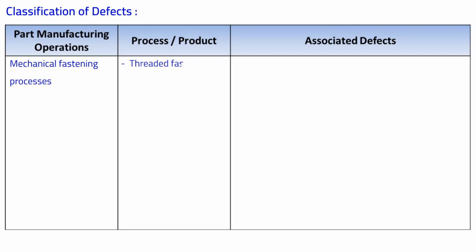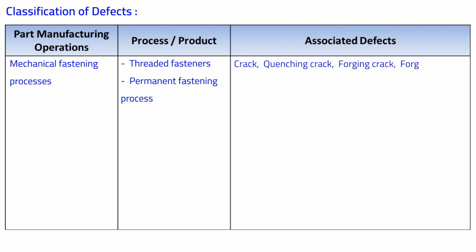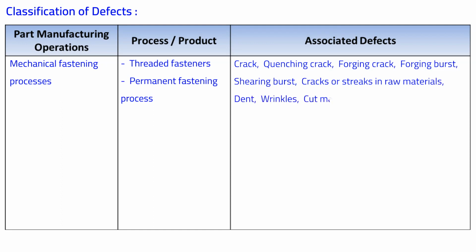Mechanical fastening processes include threaded fasteners and permanent fastening processes. Defects associated with fasteners used in these processes are crack, quenching crack, forging crack, forging burst, shearing burst, cracks or streaks in raw materials, dent, wrinkles, cut marks, damage, etc.